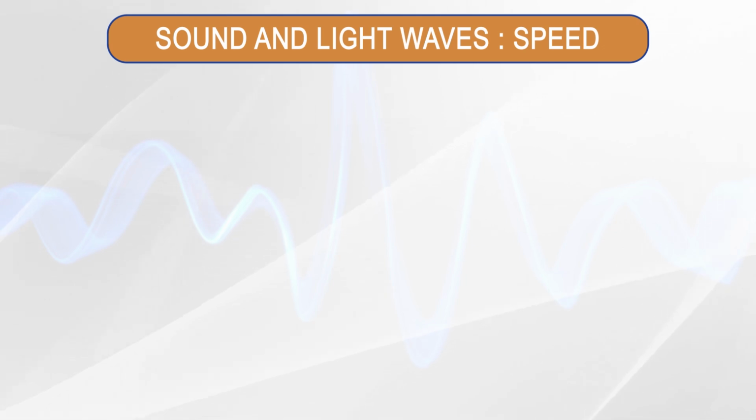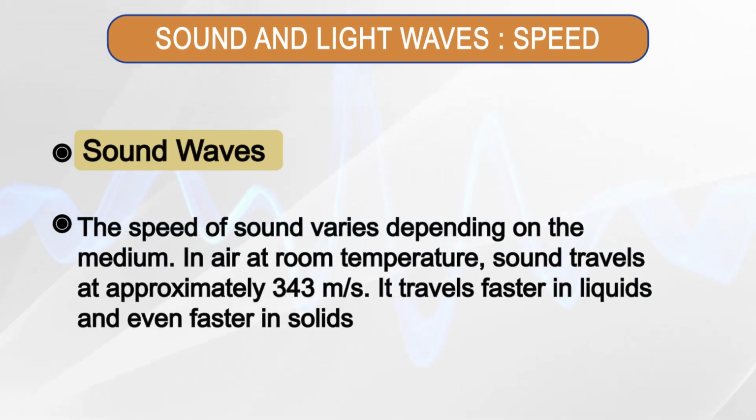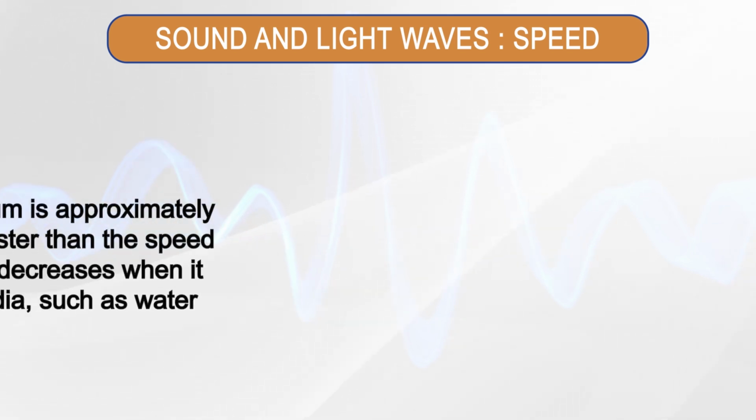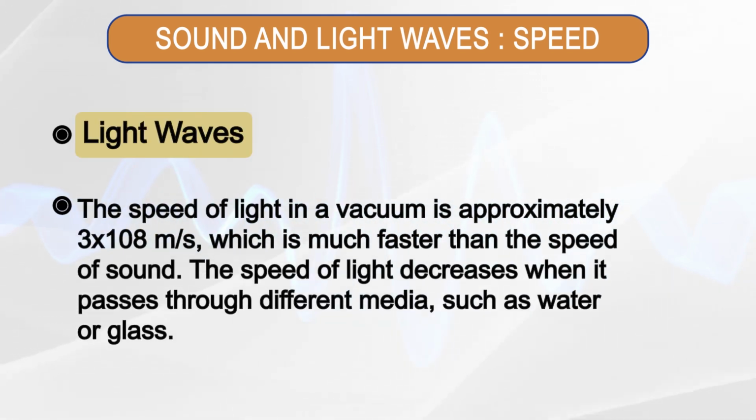Then the comparison of speed. The speed of sound waves varies depending on the medium. In air at room temperature, sound travels at approximately 343 meters per second, it travels faster in liquids and even faster in solids. Whereas for light waves, the speed of light is the fastest, and in vacuum it is approximately 3 × 10^8 meters per second, represented by c, which is much faster than the speed of sound. The speed of light decreases when it passes through different media such as water, glass, and other transparent media.